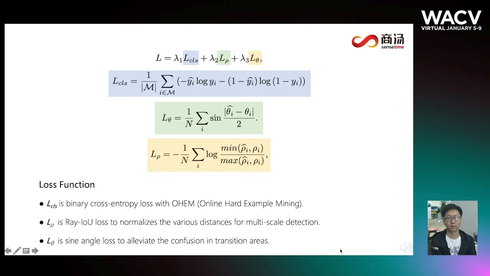Theta ranges between 0 and 2 pi. However, 0 and 2 pi are actually the same representation due to the cyclic characteristic in polar space. When the angle difference increases from pi, the loss should decrease accordingly. Therefore, we designed the sine angle loss to alleviate the confusion in the above transition areas.